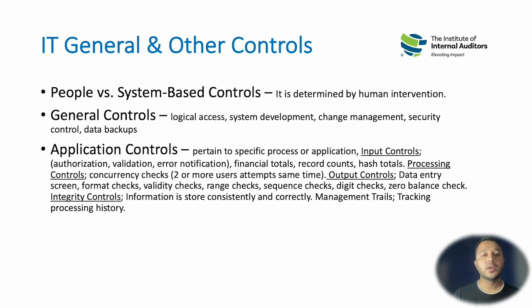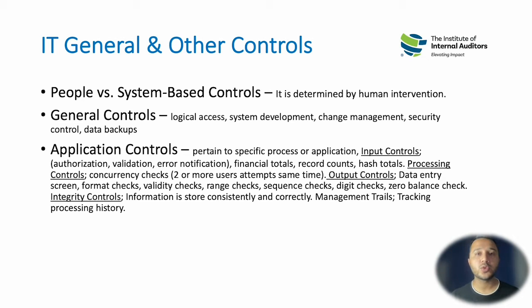Output control could be through totals, whether the total is correctly coming or not, whether there is a zero balance in the accounts or not, sequence check, range check. So there are different types of controls. Integrity control, where we ensure that the information which we have stored, the output basically, is correct and stored in a very secure manner. So this is called integrity check or integrity control.